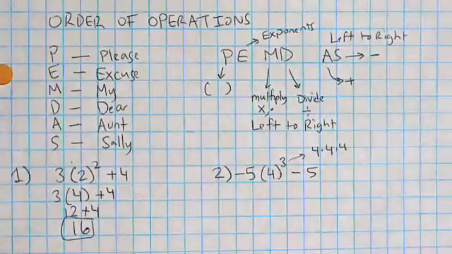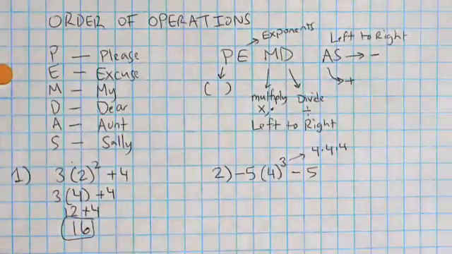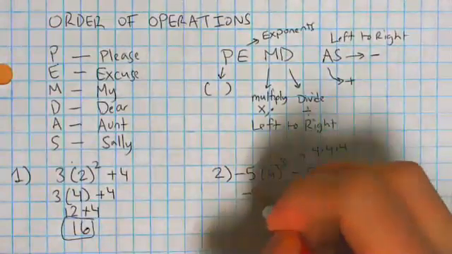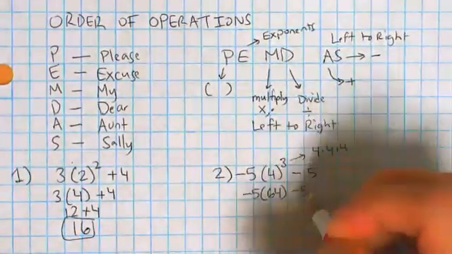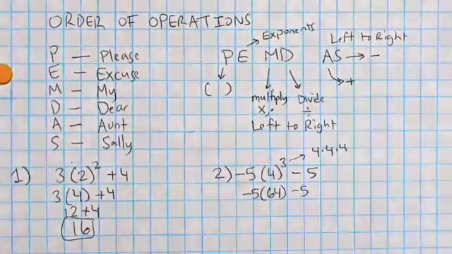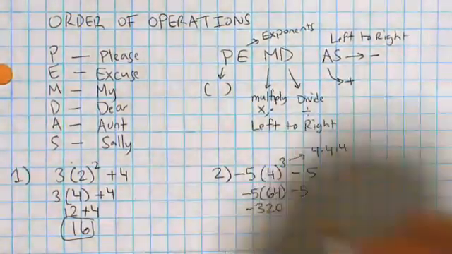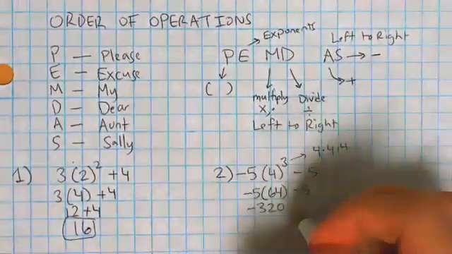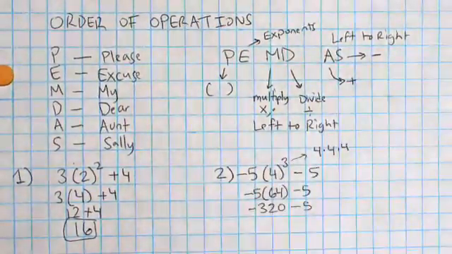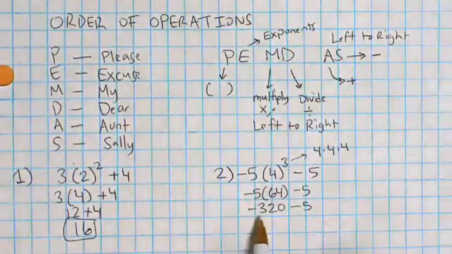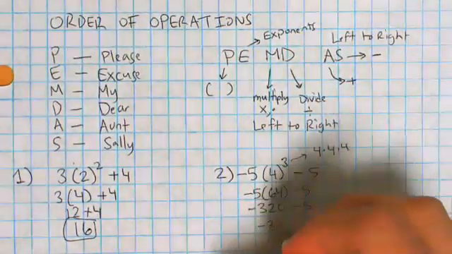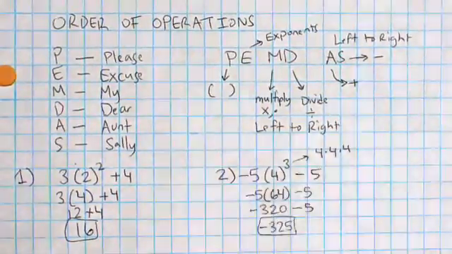So 4 times 4 times 4 is 16. 4 times 4 is 16. Times 4 again would be 64. So that gives us -5 times 64 minus 5. Now, I don't know about you, but 64 times a -5 is not something that I can immediately think of offhand. So I'm going to go ahead and quickly use my calculator and determine that it is going to be a -320. A negative times a positive is always negative. And then we still have our -5 over here. And then finally, -320 minus 5 is a -325. And that is the answer to our second problem.